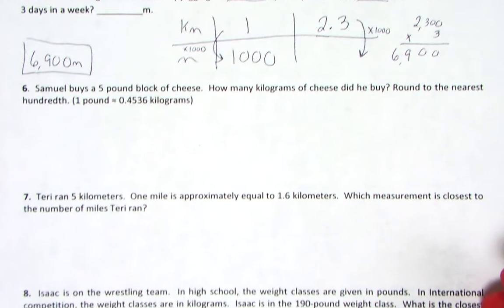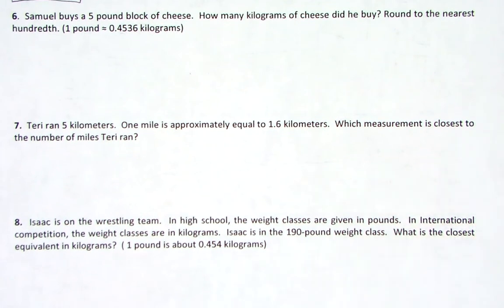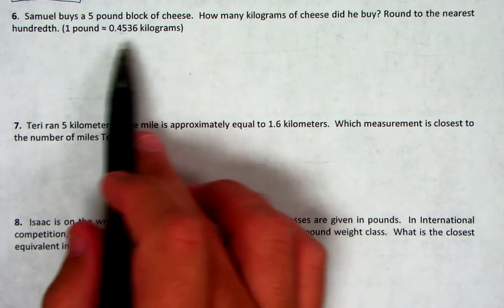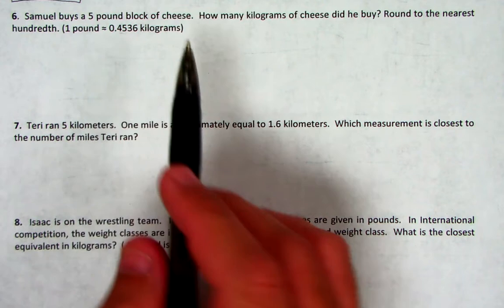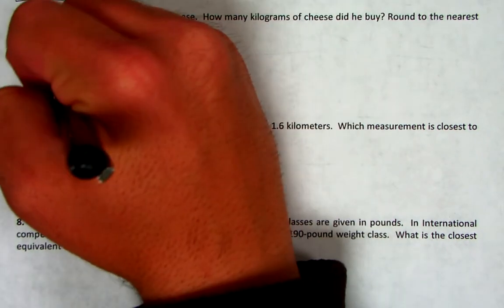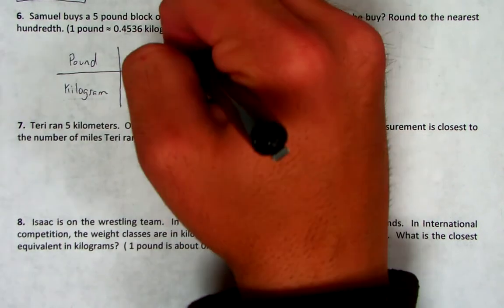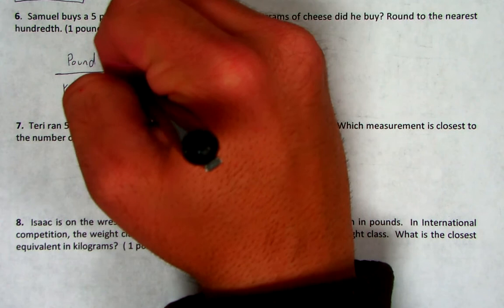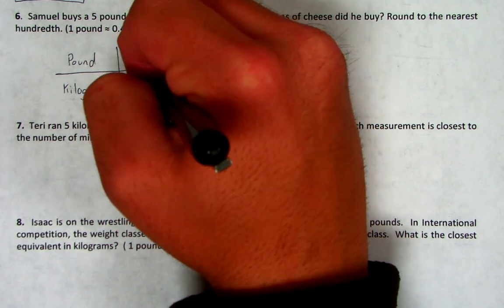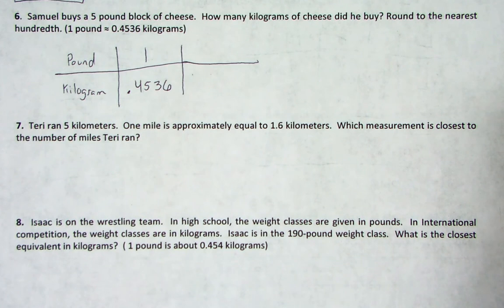Alright, number 6. Samuel buys a 5-pound block of cheese. How many kilograms of cheese did he buy? Round to the nearest hundredth. Well, look at this. It gives us our conversion, so no star chart needed. It gives us the conversion. So pound to kilogram. Again, it tells us that 1 pound is 0.4536 kilograms. Well, Samuel bought some cheese.